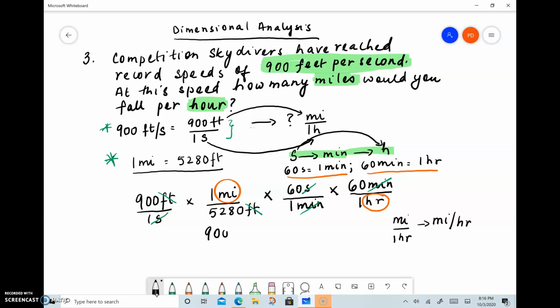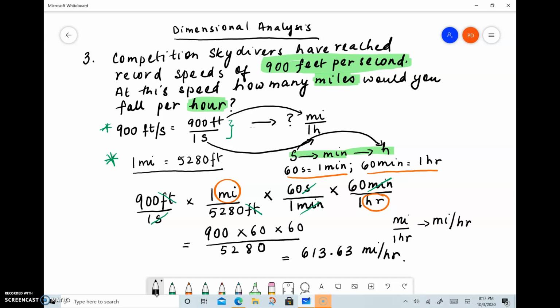And we have 900 times 60 times 60 divided by 5280. So let's use our calculators and see what we get. We have 900 times 60 times 60 divided by 5280, which is equal to, and I'm just going to round it to the second decimal place, unless the problem specifies the place value to which we have to do the rounding. You can use your discretion. So I'm just going to round it to the second decimal place and get 613.63, and the units are miles per hour.